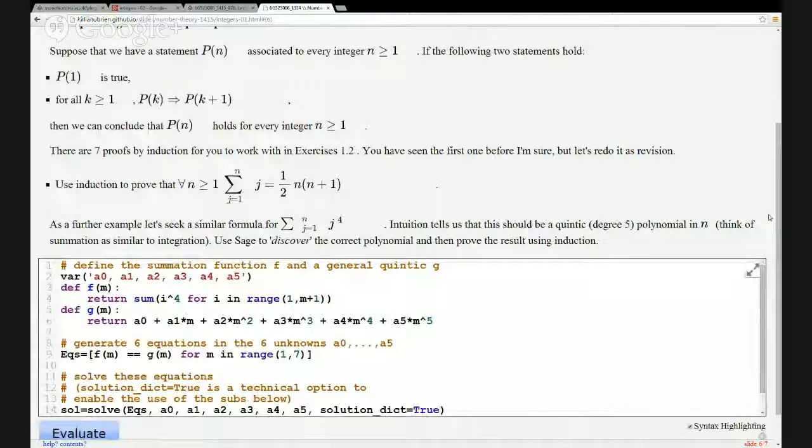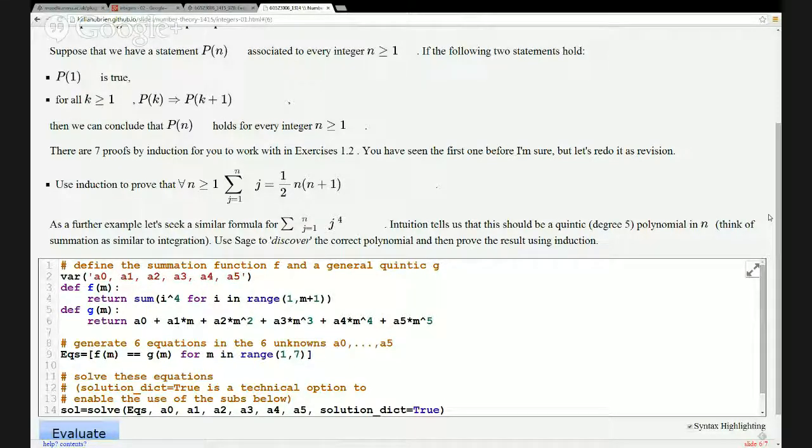When you go and look at these slides, you can see this little bit of code I've written. Now I've had to set some things up here. This first line, just very briefly talk to this. This first line just defines 6 symbolic variables. So they're going to be the coefficients in my general quintic polynomial, my general order 5 polynomial.